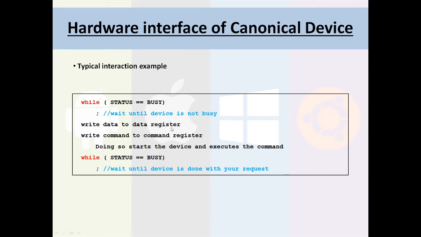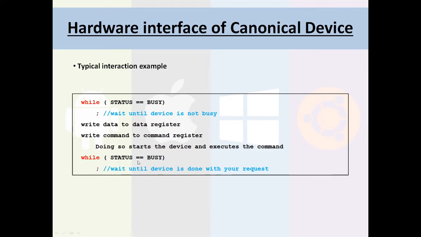or sequentially. The third step is that the operating system writes a command to a command register, and doing so implicitly lets the device know that both the data is present and that it should begin working on the command itself. So you write the data first, then you issue the command to do something. And issuing this command tells the device to get going.